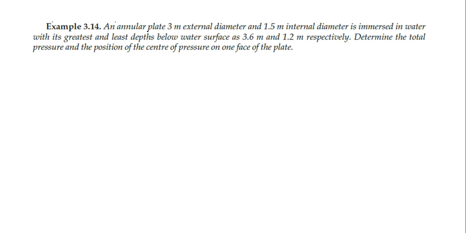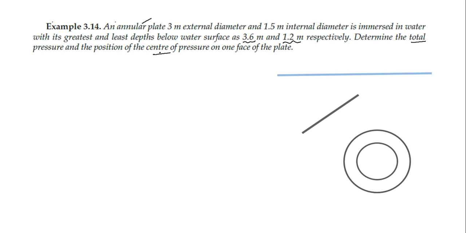We will solve one more numerical. Here we have an annular plate of 3 meter external diameter and 1.5 meter internal diameter, which is immersed in water with its greatest and least depth below the water surface as 3.6 and 1.2 meter respectively. Here we need to determine the total pressure and the position of center of pressure. So we'll try to draw the figure.